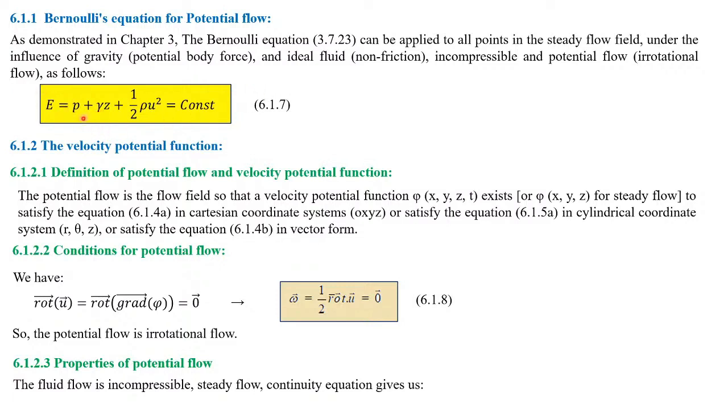Then you apply this one for 2 points. One point is unknown, the value of pressure, but we have the velocity. Another point, p0, is given, normally at the boundary. So you apply this equation for 2 points, you can solve for the pressure at any point in the flow field.